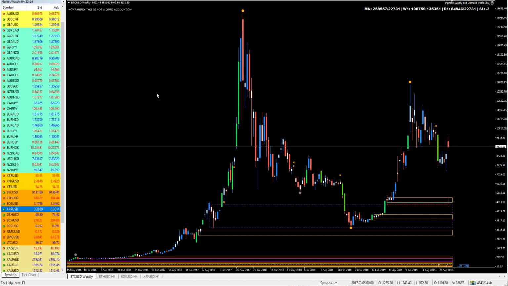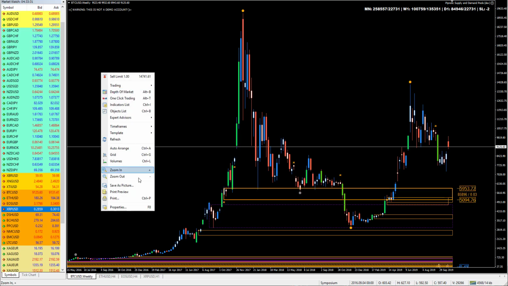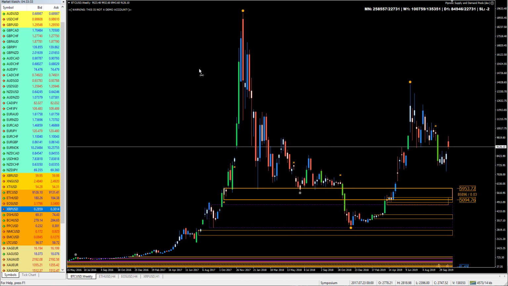Let's start with Bitcoin. You can see Bitcoin has had a bit of a gap up, as you can see here. So let's have a look at why we have price formation like this. Well, first of all, we had this area of demand here, which is a lot clearer on the daily chart. So we'll have a look at that in just a second.